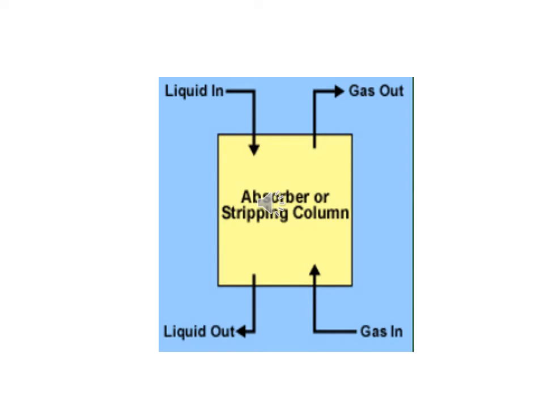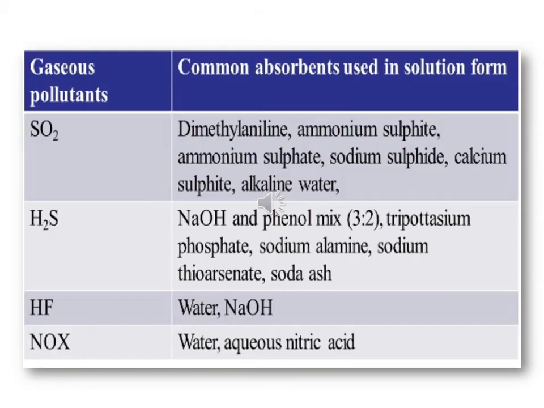This is a simple theory. The liquid is coming from the top and going to the bottom of the control device. At the same time, gas is coming from the bottom and passes through the packing device, or absorber or stripping column. The fresh gas we will get at the top of the control device.